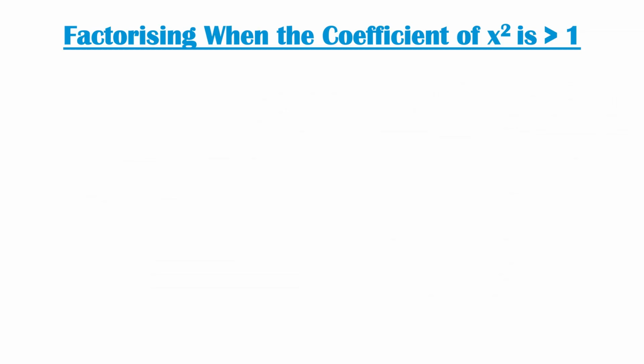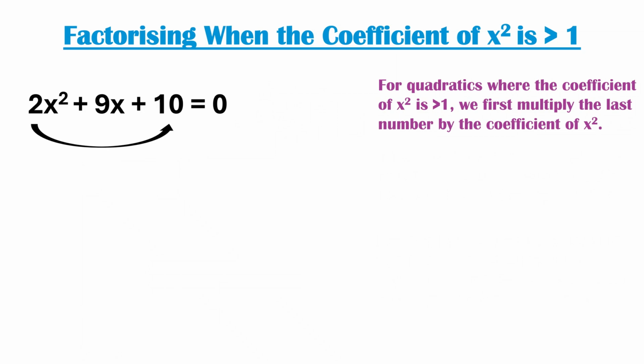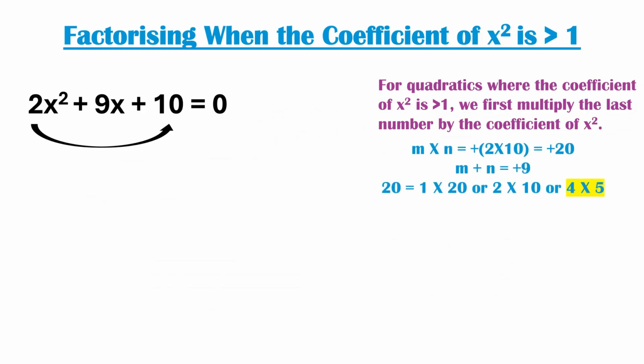So when the coefficient of x squared is greater than 1 though, you need to do a little bit extra. So you multiply the first coefficient by the last number. So in this case you get plus 20 and then you're adding to make plus 9 still. So that's 4 and 5. And then you have to split it up instead.